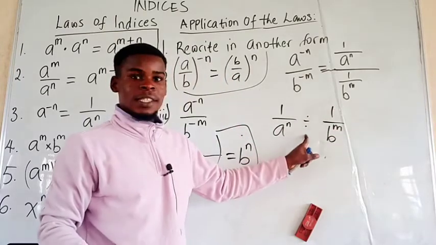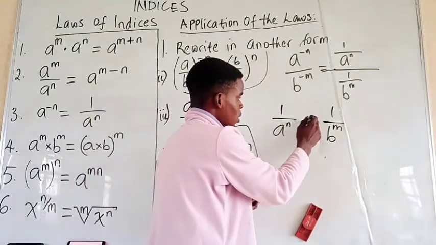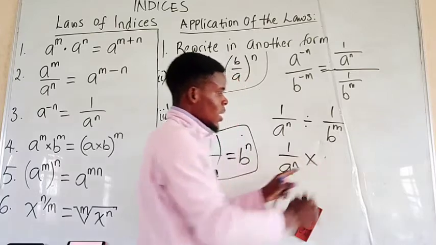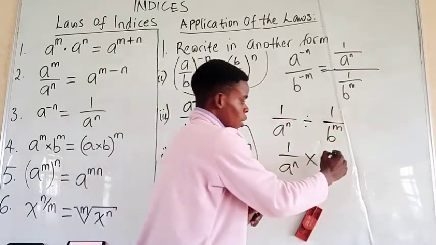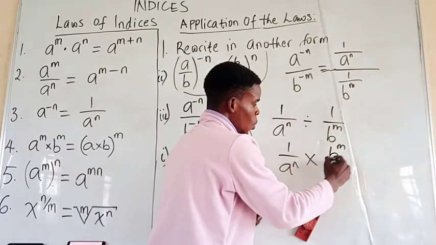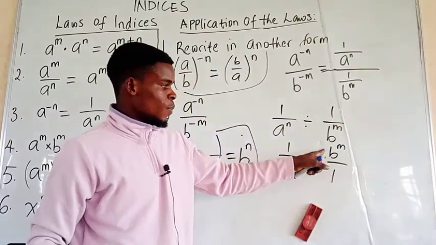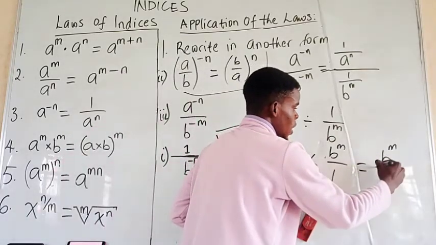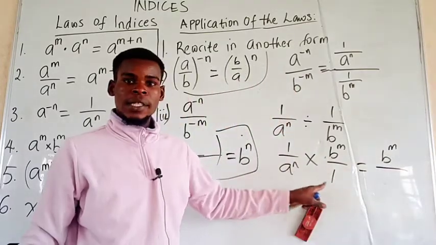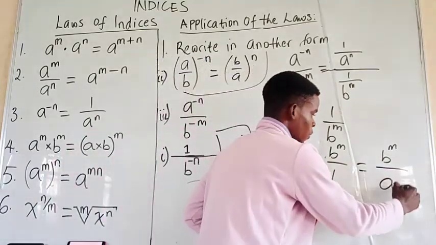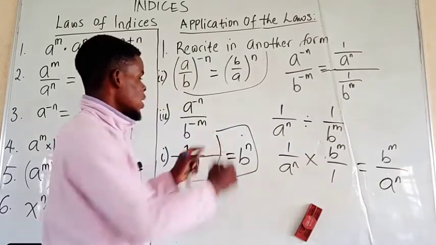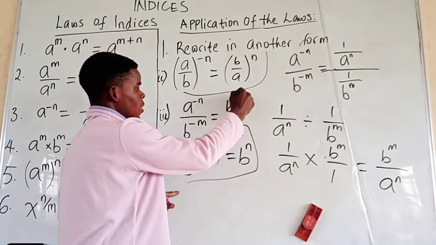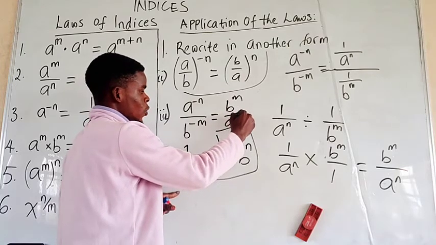So maybe you just go ahead and change this to multiplication a little bit. And we're going to have 1 over a raised to the power n times, here we're going to change things. We're going to have b to the power m over 1. So b to the power m times 1 is going to give us b to the power m on the top. And on the bottom, a raised to the power n times 1 is just a raised to the power of n. So this shows that this right here is equal to b raised to the power m over a raised to the power n.